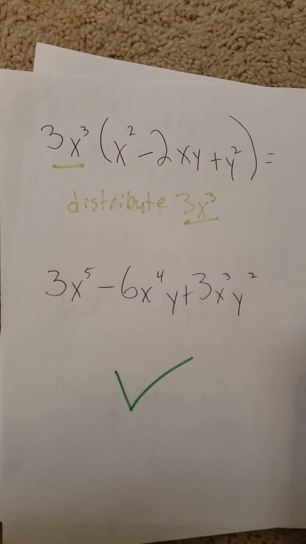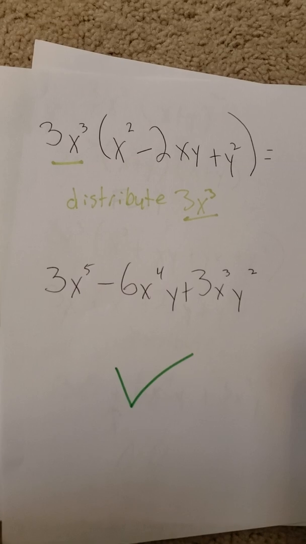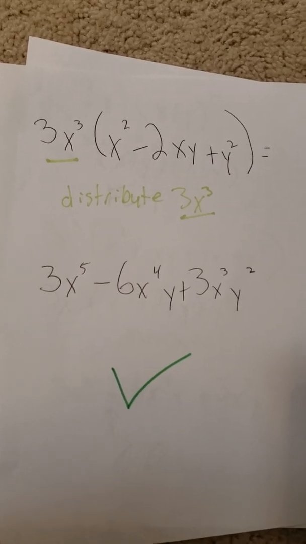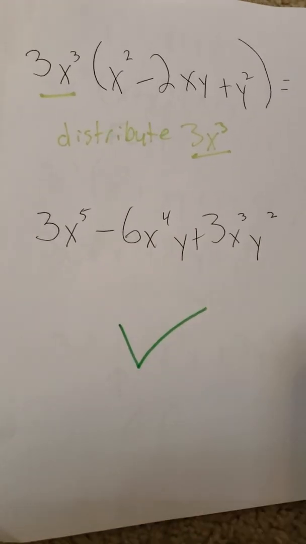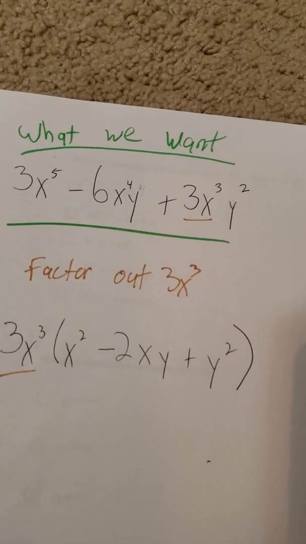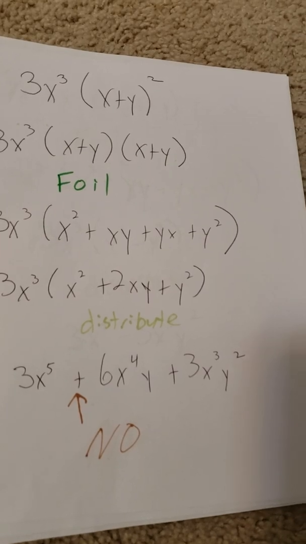This one, we just have to distribute. So we are going to distribute the 3x to the third across the equation, and that is going to give us this. Therefore, this does match our initial equation.